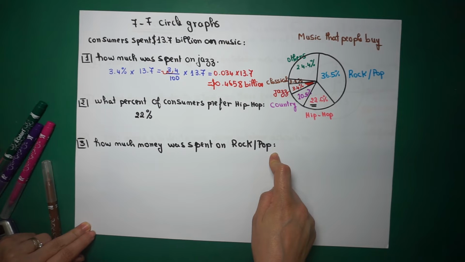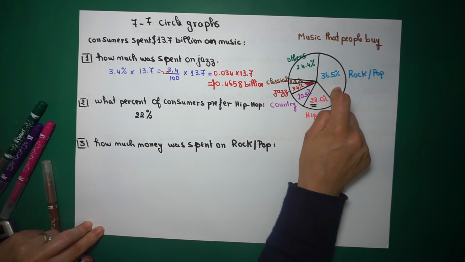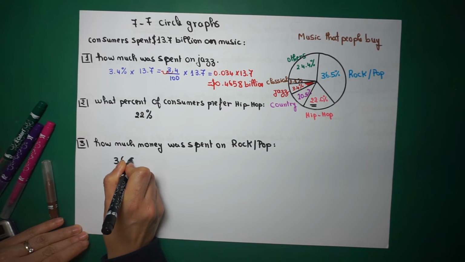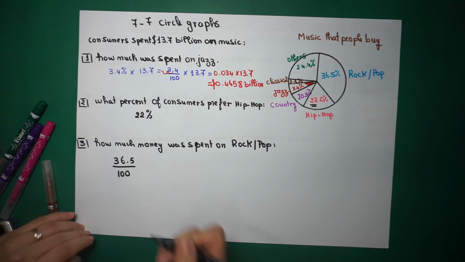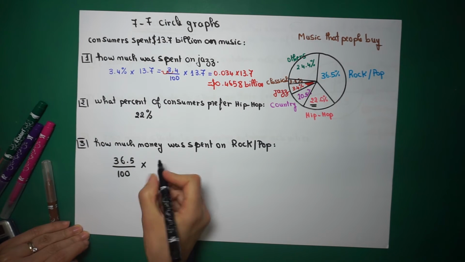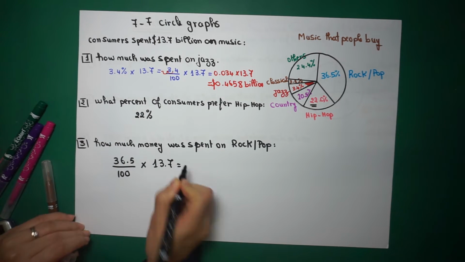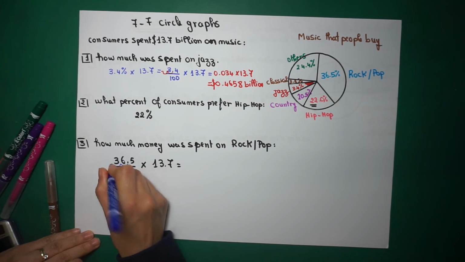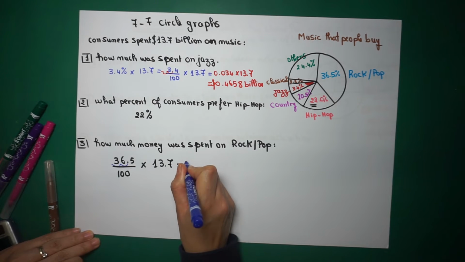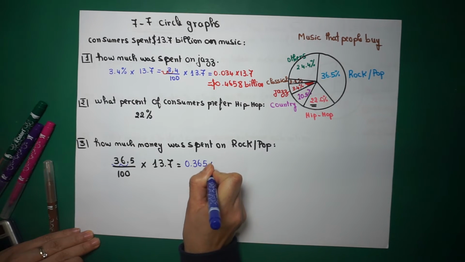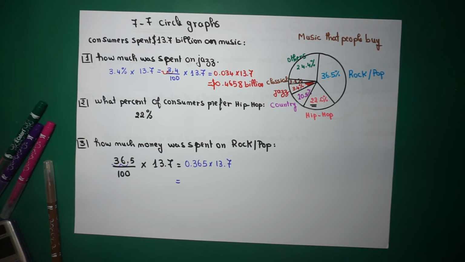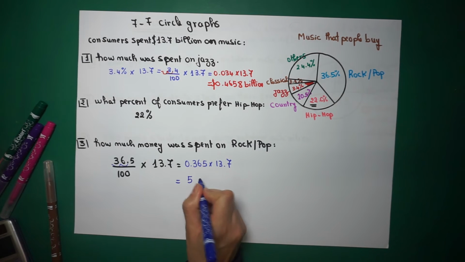The third question is how much money was spent on rock or pop music. So I'm gonna go for the sector of rock and pop, which is 36.5. I'm gonna divide it automatically by 100 and multiply it by the total amount, which is $13.7 billion. So the answer will be, if I'm moving the decimal point 2 times to the left, 0.365 times 13.7, and the final answer will be $5 billion.